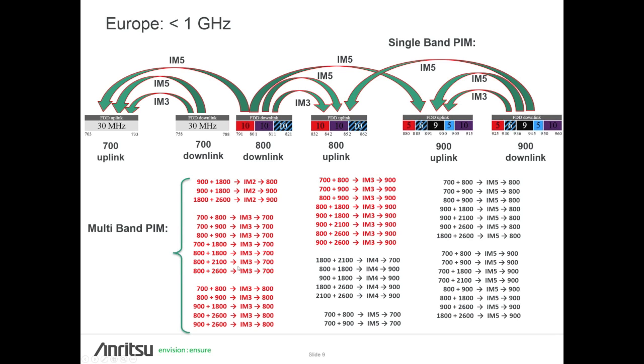So the message here is that the more frequencies I have together in a system, the higher the probability that one of these low order products, the high magnitude products, is going to fall into one or more of the operator's receive bands that are present.